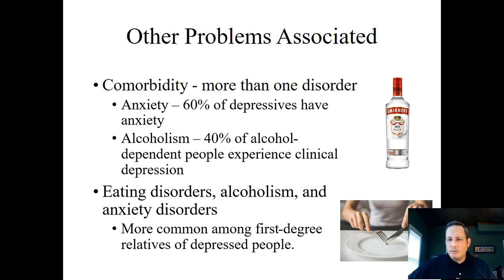We have eating disorders. A lot of times we'll also go in with depression, alcoholism, talked about anxiety disorders, and that these are all very common among first-degree relatives of depressed people. So if you're depressed, you probably also have in your family somebody maybe has eating disorders or may have alcoholism or may have anxiety. So this is hinting at some of the genetic components that can come along with the depression sort of episodes.